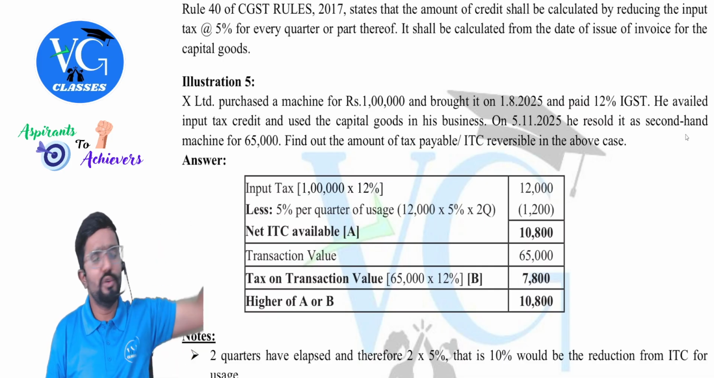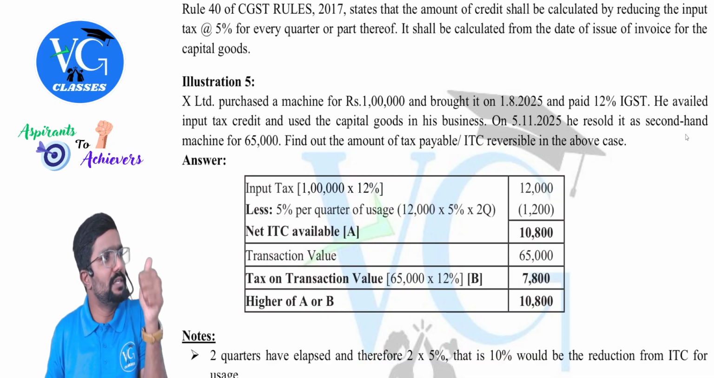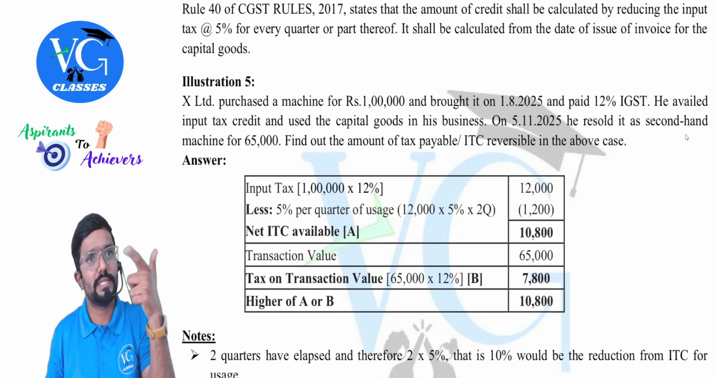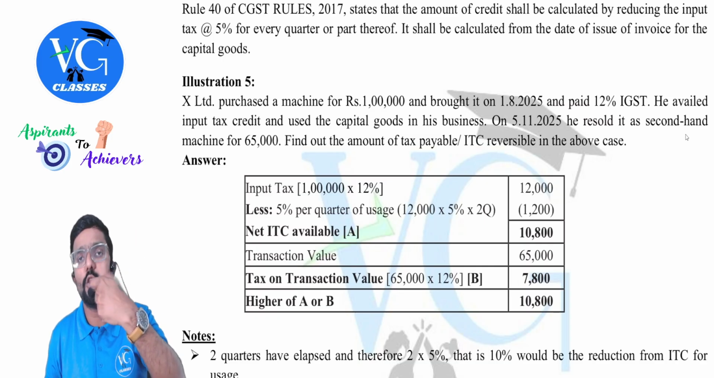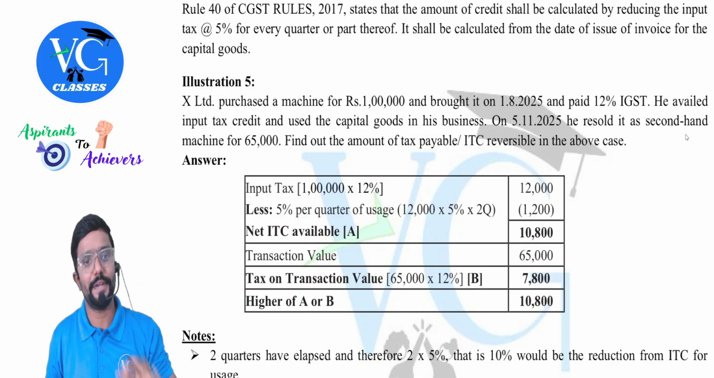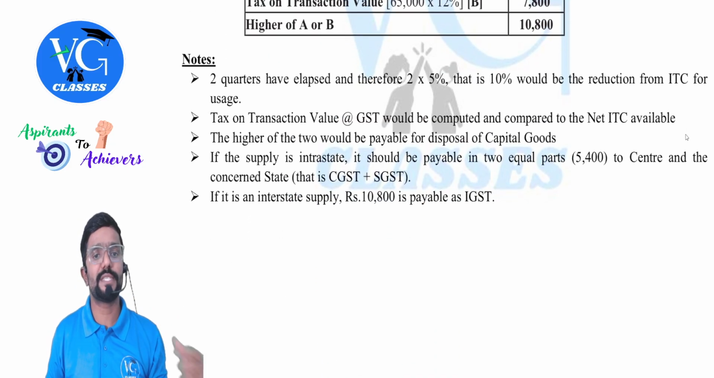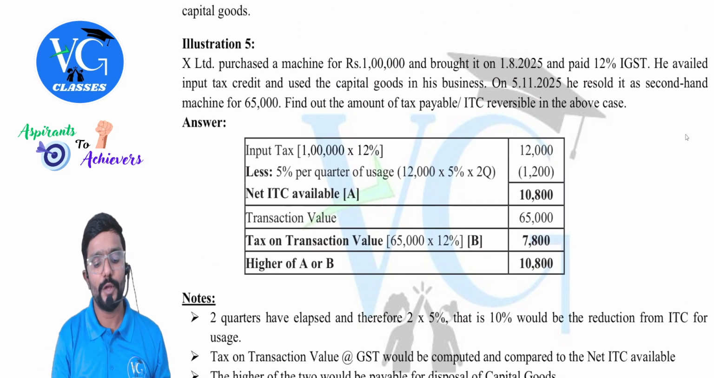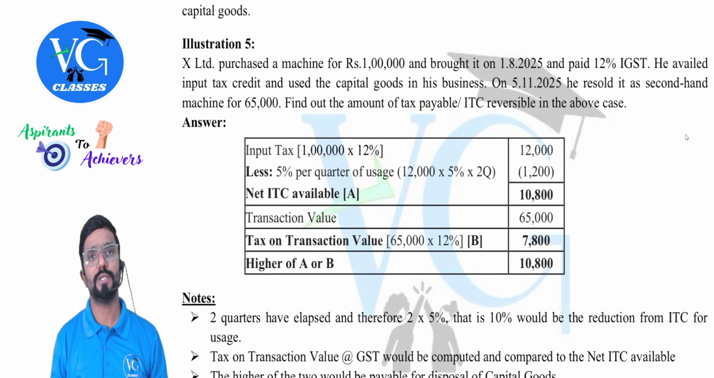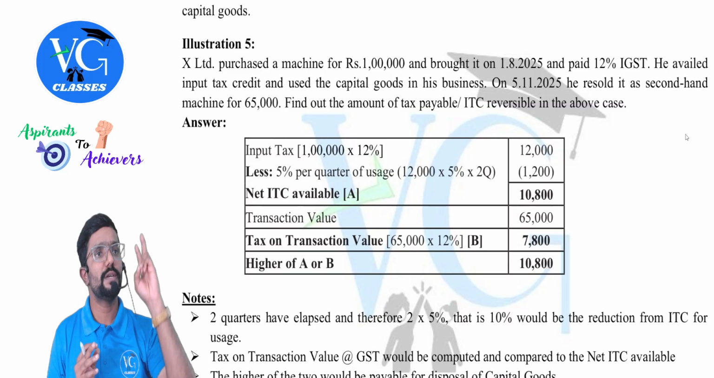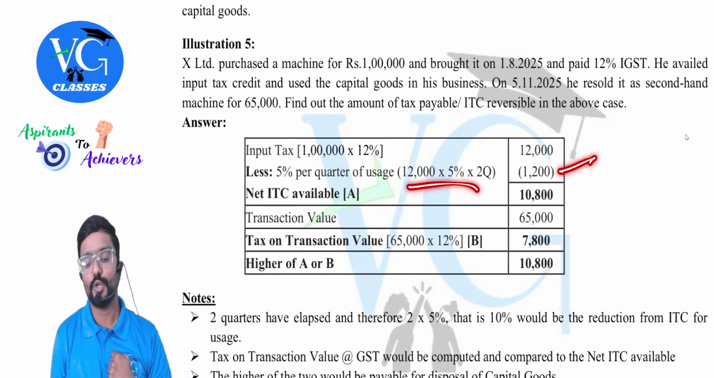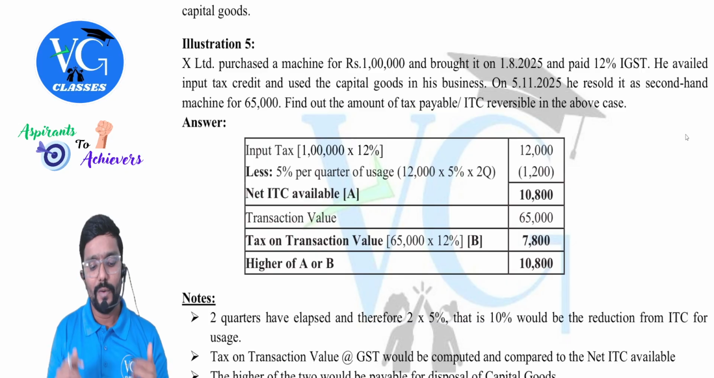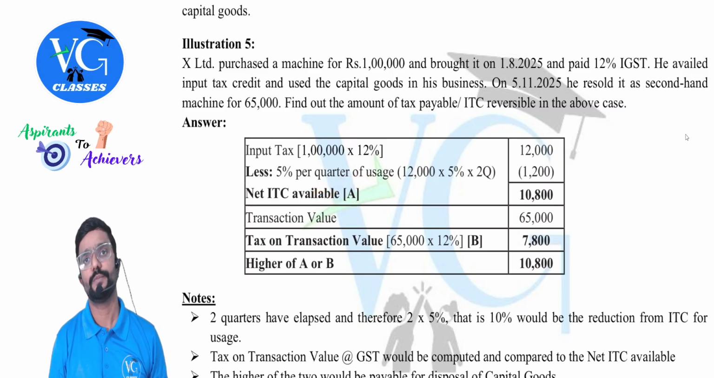Okay. So April, May, June, we should not take it. July, August, September, should I take? Yes. October, November, December, should I take? Yes. Even part of the quarter, full quarter I should take. So how many quarters have I used, people, before sale? 2 quarters. So 2 quarters have elapsed, and therefore 2 into 5%. How much should be reduced from ITC which is already claimed? 10%. So how much ITC is already claimed, guys? On 1 lakh, 12%, which comes to 12,000. So from 12,000, how much should be reduced? 10% for 2 quarters, which comes to 1,200. So what is the net ITC? 10,800. Let me give a notation for that as A. Let us keep it aside.